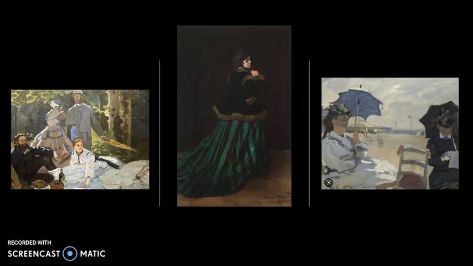Furthermore is this painting in the middle. This is Monet's The Woman in the Green Dress. While this is not completely similar to the others, each together become a good example of how Monet used different lighting and technique.